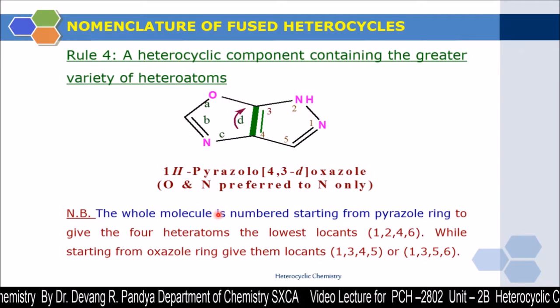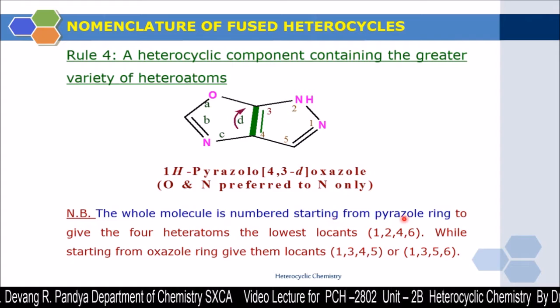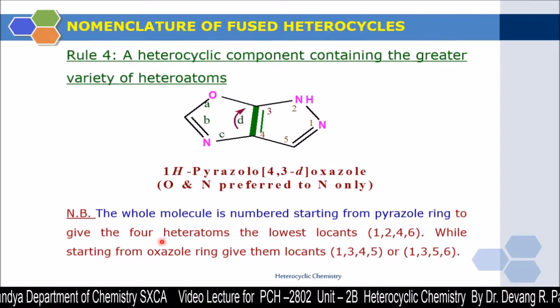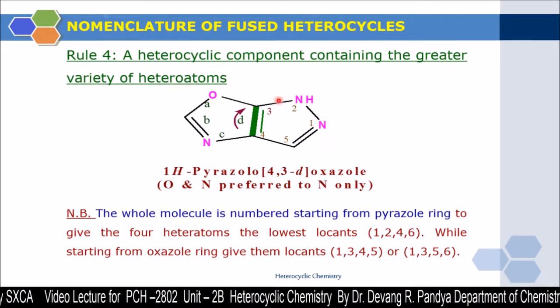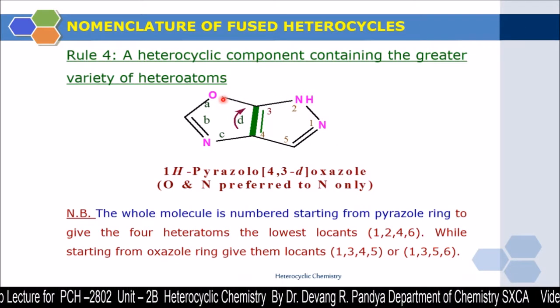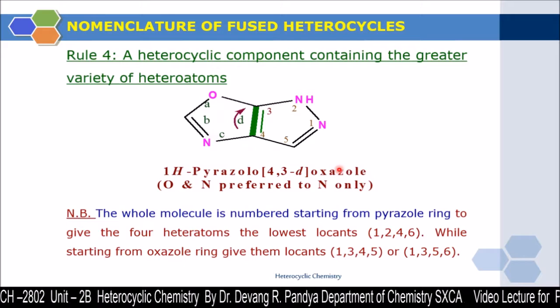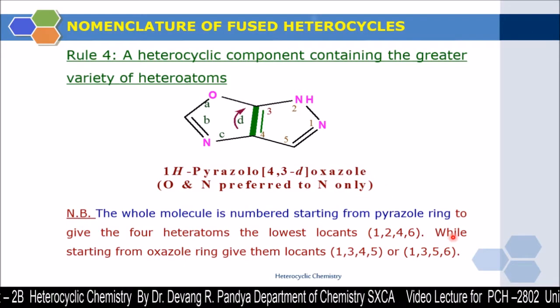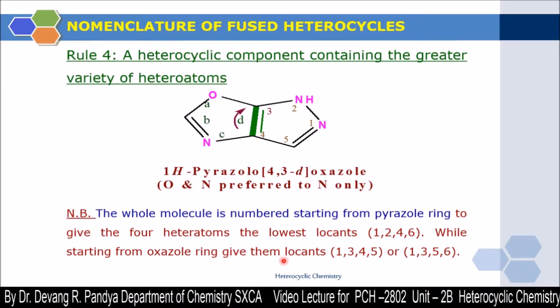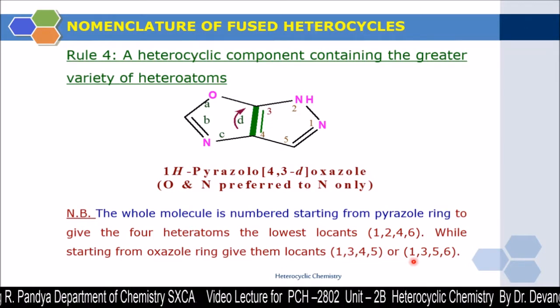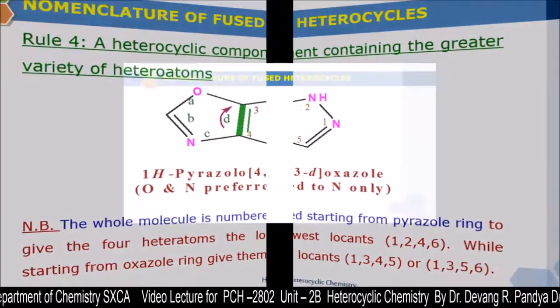The whole molecule numbered starting from the pyrazole ring gives the four heteroatoms the lowest locants 1, 2, 4, 6. While starting from the oxazole ring gives them locants 1,3,4,5 or 1,3,5,6.